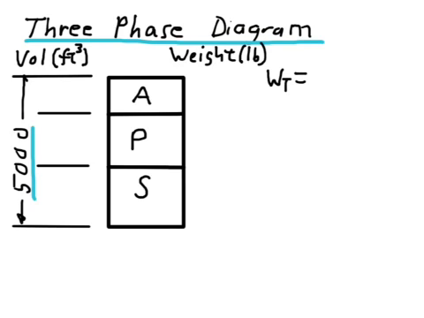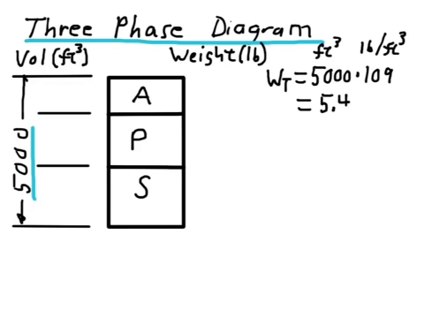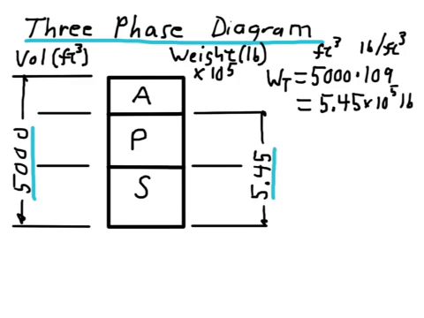And then we can calculate the total weight. Total weight is simply equal to the total volume, 5,000, times the unit weight of the soil, 109 pounds per cubic foot, which we know. So that gives me 5.45 times 10 to the 5th pounds. I'm going to write the 10 to the 5th at the top of the column and just write the 5.45 in the side of the column. So I have 5.45 times 10 to the 5th total pounds of soil.